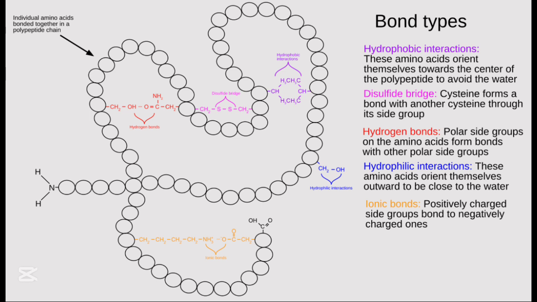They act like tiny magnets holding different parts of the chain together. Then there are ionic bonds, which form between oppositely charged amino acids. And we can't forget about hydrophobic interactions. Remember how lipids hate water?